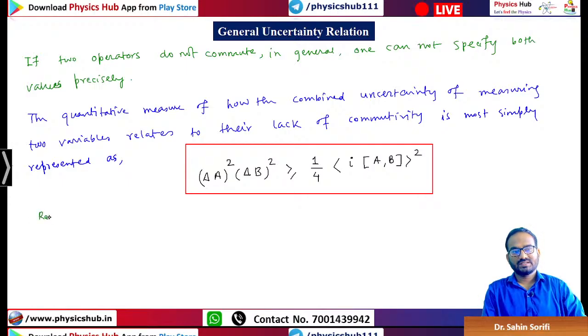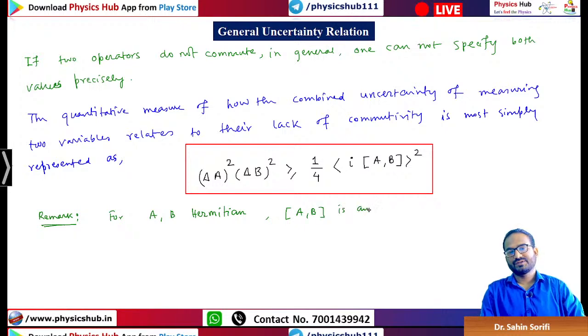So let us write a remark in this regard: for A, B Hermitian, you know the meaning of Hermitian, I don't need to repeat it. If A, B are Hermitian, the commutation of AB is anti-Hermitian.